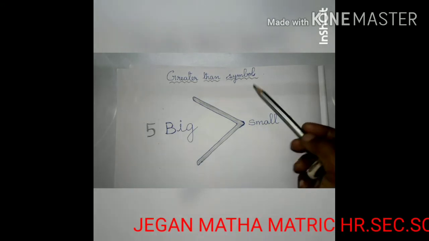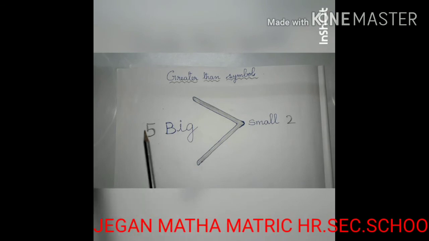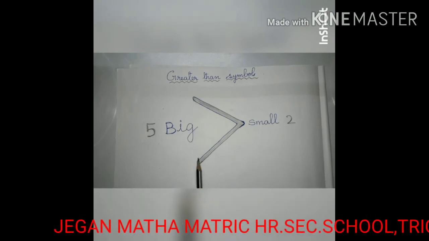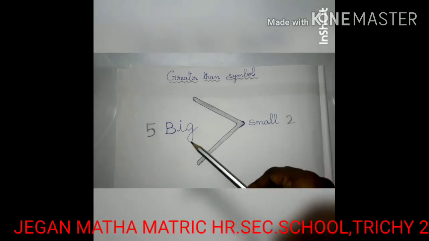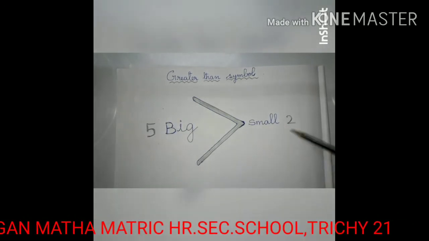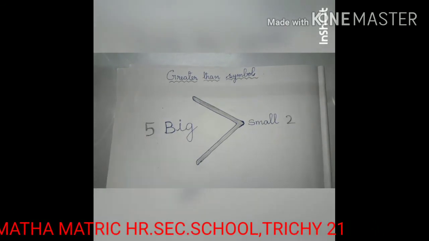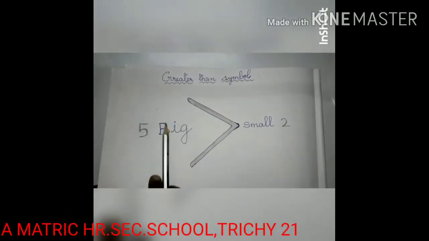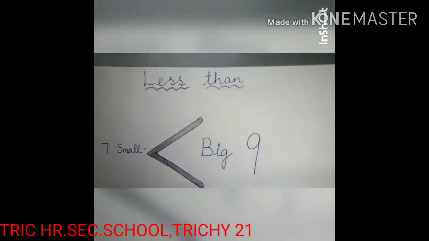Okay, so listen how to put the sign according to the numbers. See, on the big number side, the wide gap must come. This is the way you have to put the sign. See the big number 5, and on this side the small number 2. Have you understood? Shall we move to the next one? This is the greater than symbol. It's very easy now. Okay, let's move to the next page.